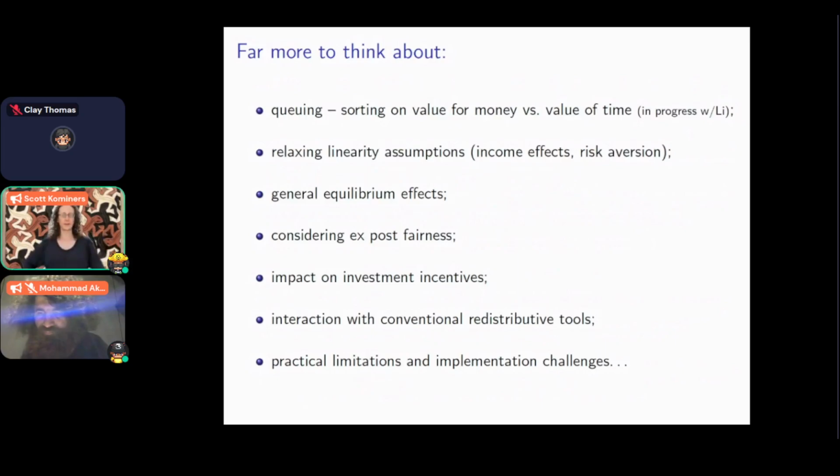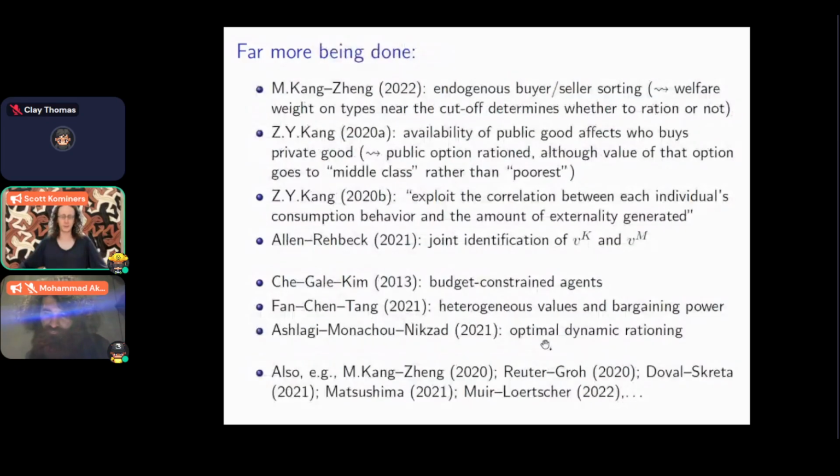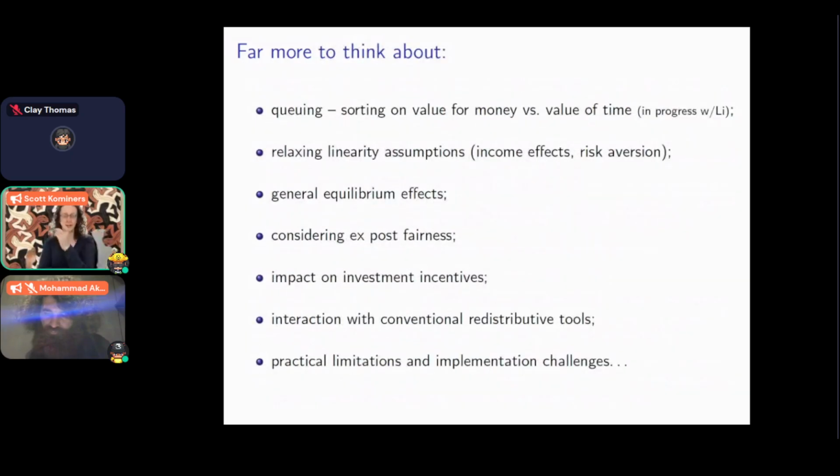Is there ever an incentive to implement redistributive allocation as an active, profit-maximizing strategy? In some joint work with Shengwu Li, we're thinking about queuing, like in the dynamic rationing paper I mentioned up here, trying to understand how you can use people's value for time as a way of eliciting something about their relative need.